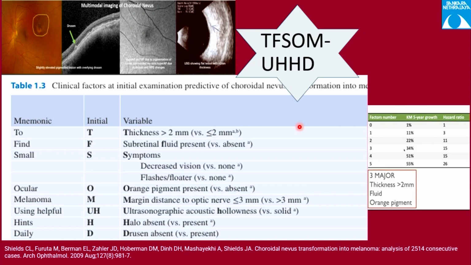So how do you differentiate this from a small melanoma? This was a nice mnemonic by Dr. Carol Shields. It's called TFSOM UHHT, which stands for To Find Small Ocular Melanomas Using Helpful Hints Daily. Thickness more than 2 mm, subretinal fluid, symptoms like flashes or floaters, orange pigment, margin less than 3 mm from the optic disc, ultrasound acoustic hollowness, halo absent, and drusen absent. These are the features suggestive of a melanoma. The one in the brackets is of a nevus. To say it is a melanoma, at least 3 major criteria should be fulfilled.